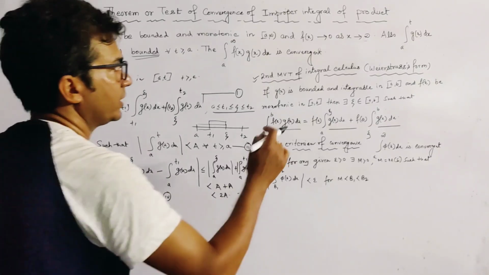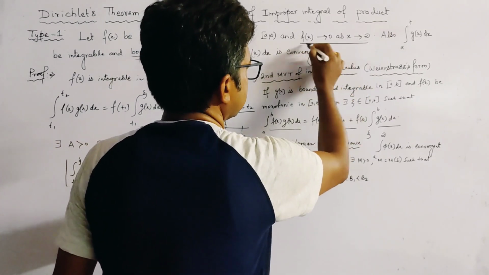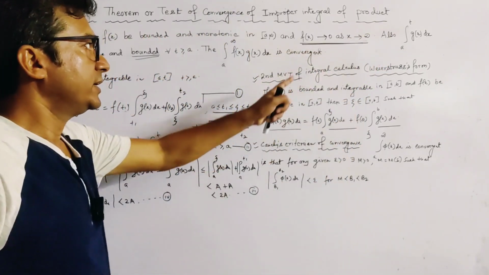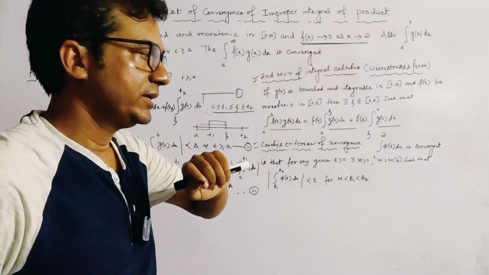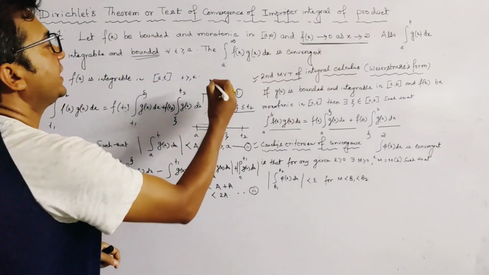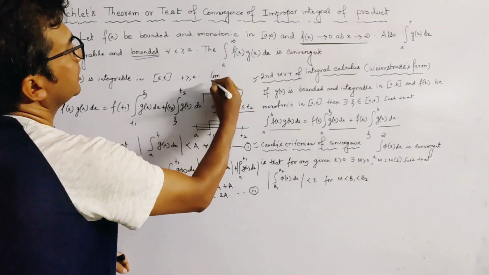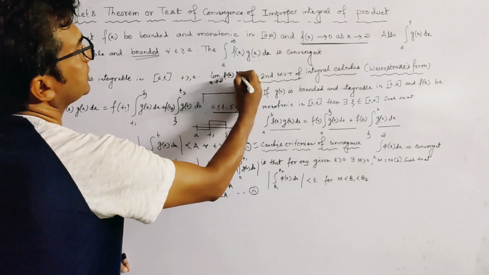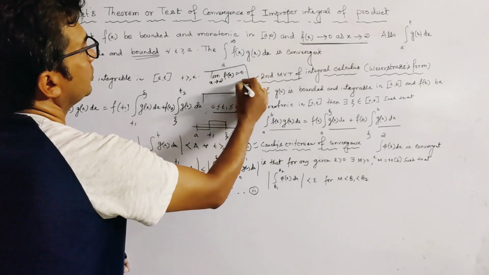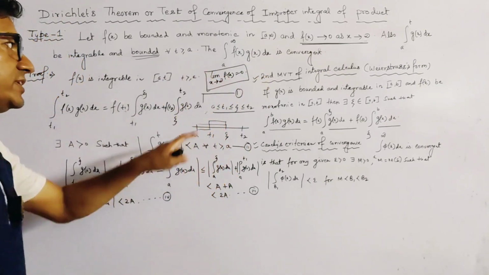Now we take this portion. It is given that f(x) tends to 0 as x tends to infinity. That is, it is given that the limit as x tends to infinity of f(x) is equal to 0. And what is the definition of this limit?